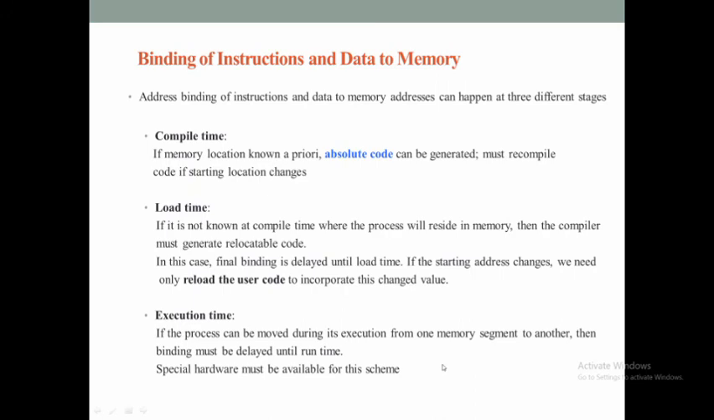The third one is execution time binding. Suppose the program itself may be moved from one part of the memory to another. In those cases, if the programmer knows in advance or if the compiler knows about it, then the binding of the actual programs and instructions to their actual addresses will be delayed until execution time. Until execution time, the program instructions and the data binding will not happen.